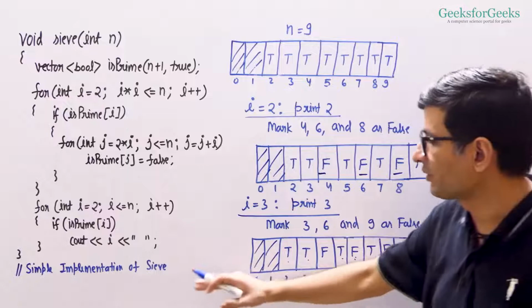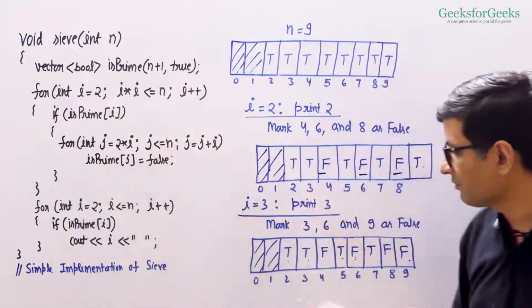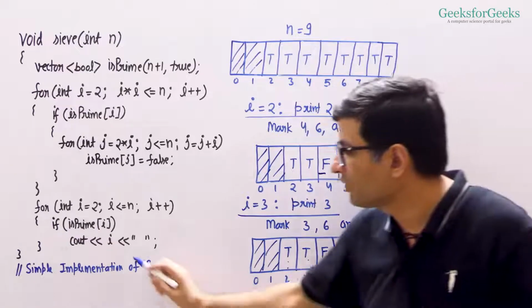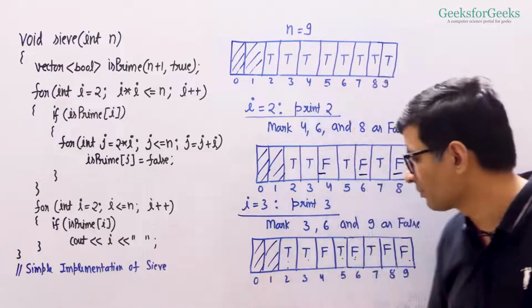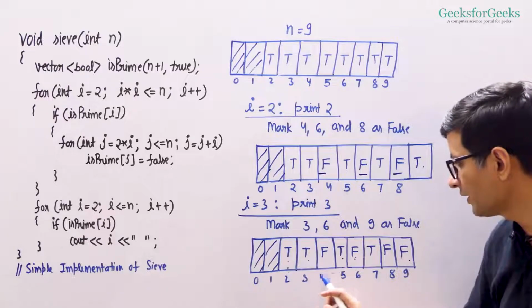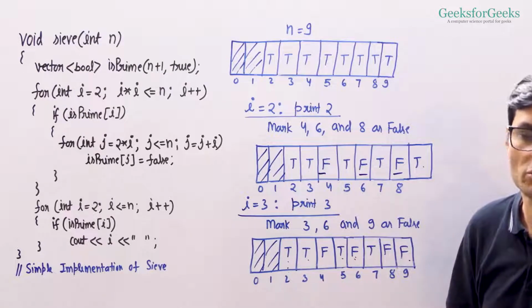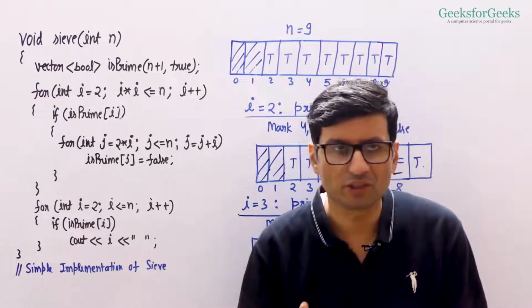And what we do now is we simply traverse through isPrime from index 2, and whenever we see a true value, we print that i, right? So we are going to print 2, 3, 5 and 7, and these are the prime numbers smaller than or equal to 9. Let us now understand the working of this.